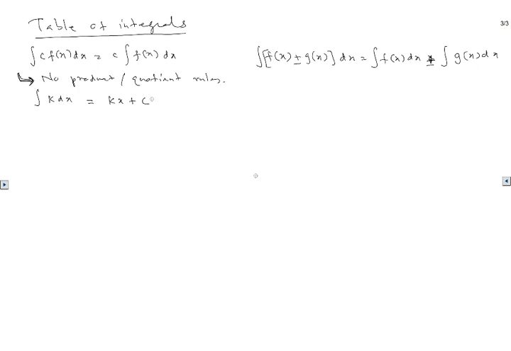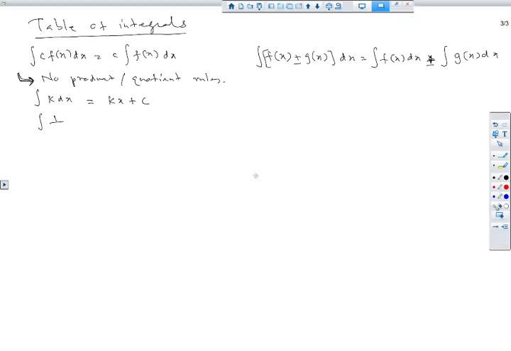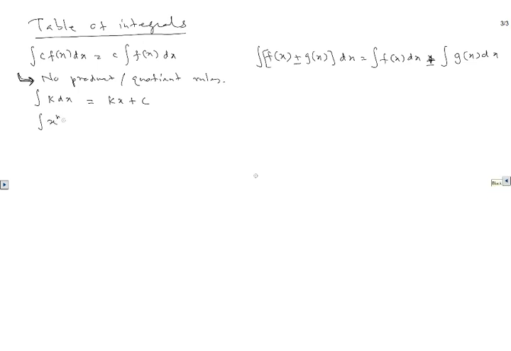And then we have two power rules. Let's write the integral of x^n dx, which is x^(n+1) over n+1, plus c, n not equal to -1. And when n equals -1, you get the integral of 1 over x dx, which we know as natural log of x plus c. Okay, good. And then the exponential function, the integral of e^x dx, which is e^x plus c.